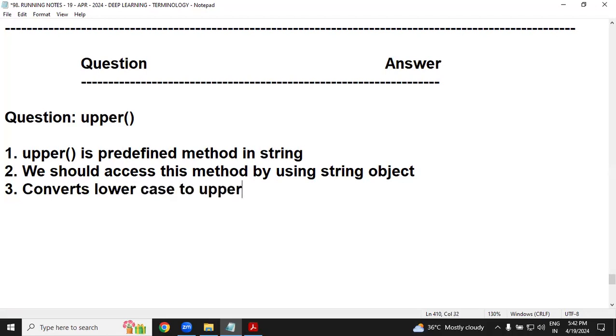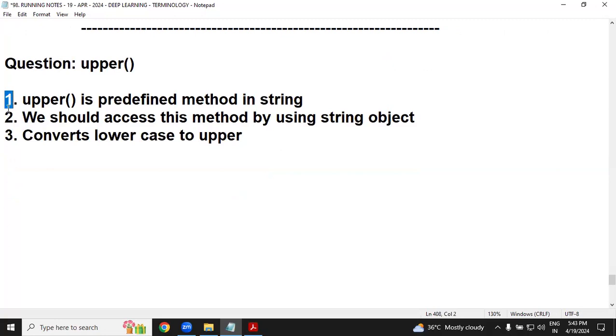If anybody is asking about any method, remember three things you need to cover. First point, which class that method belongs to. When I say method, I hope you know we should access it by using an object. Third point, what is the purpose. Can somebody explain how many points?